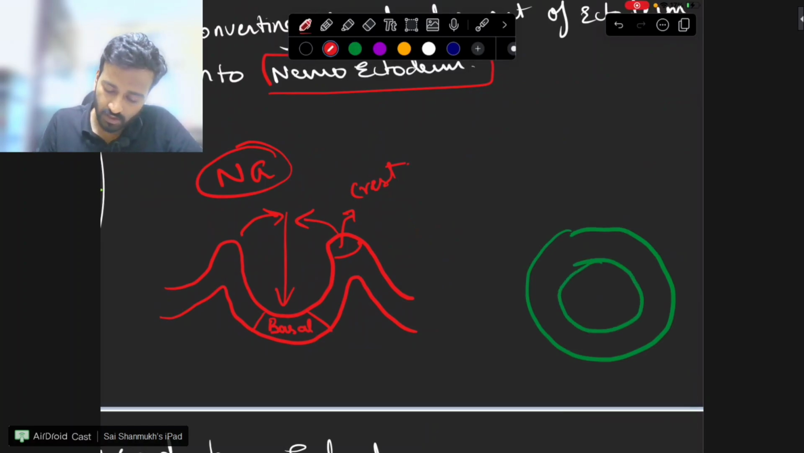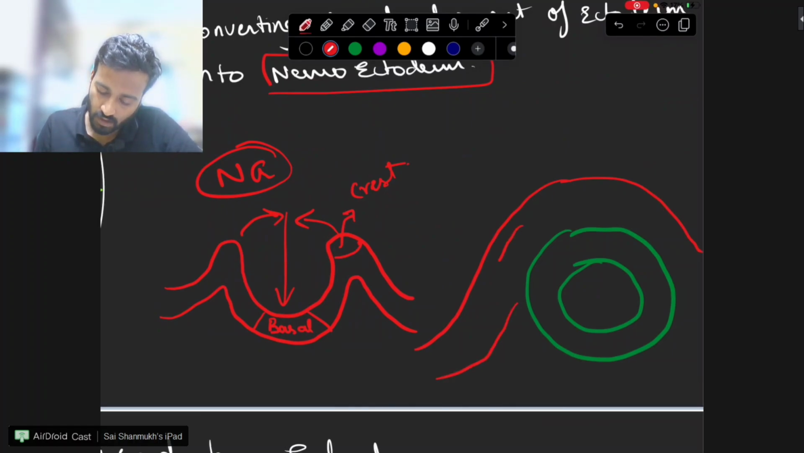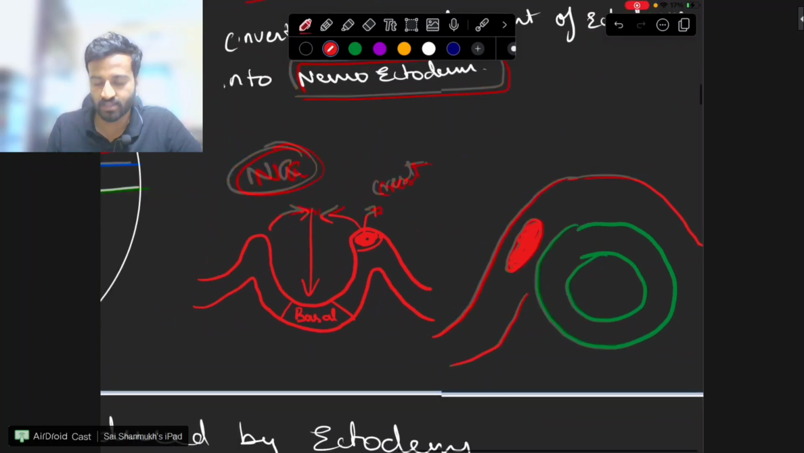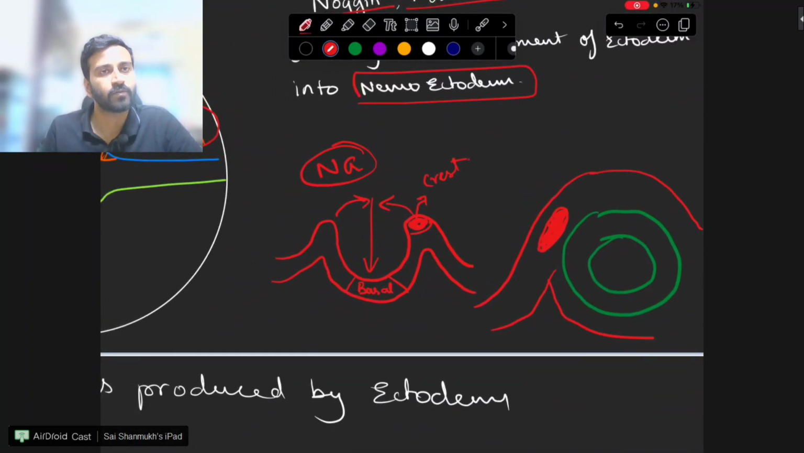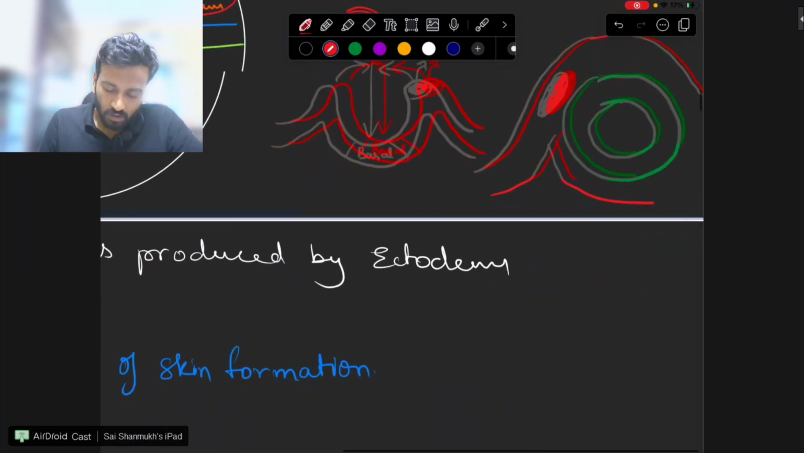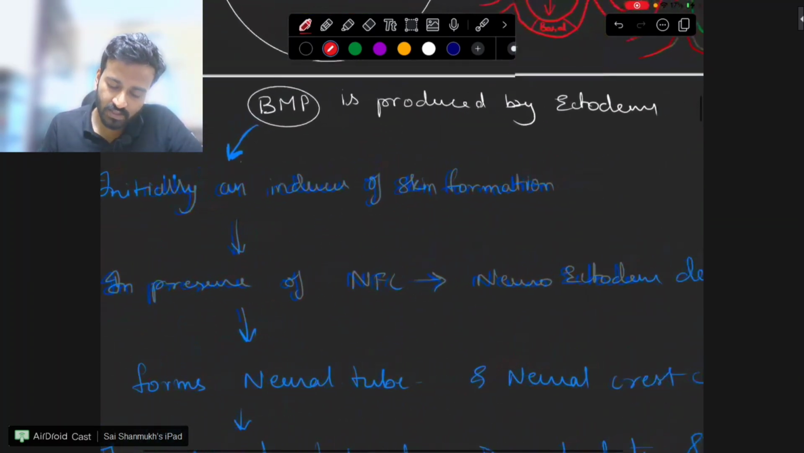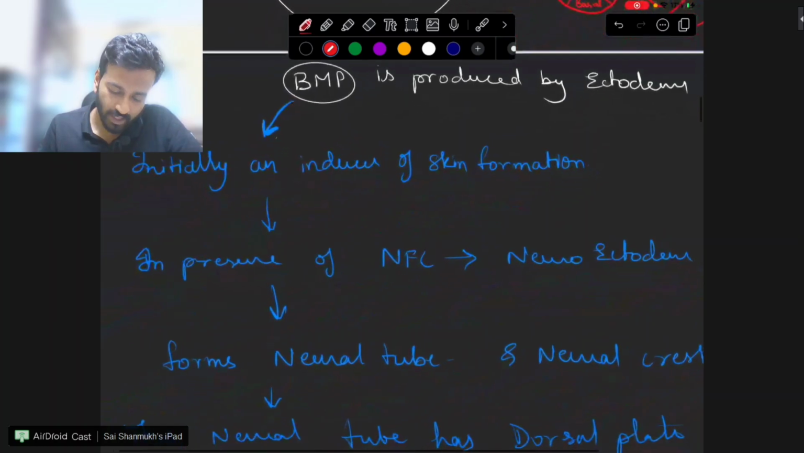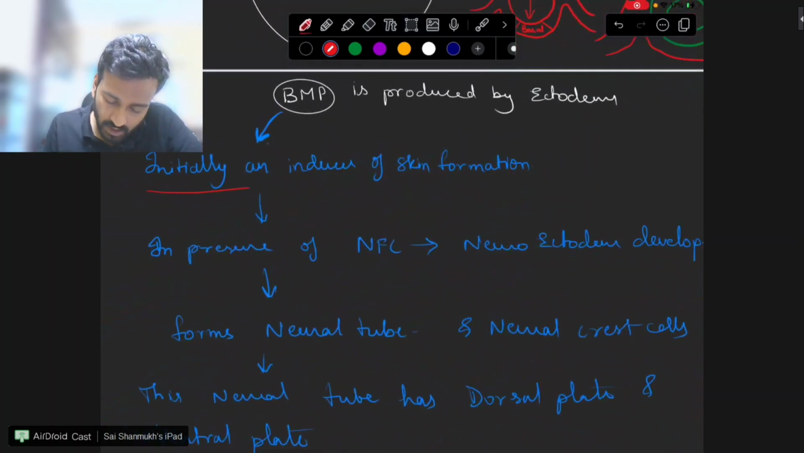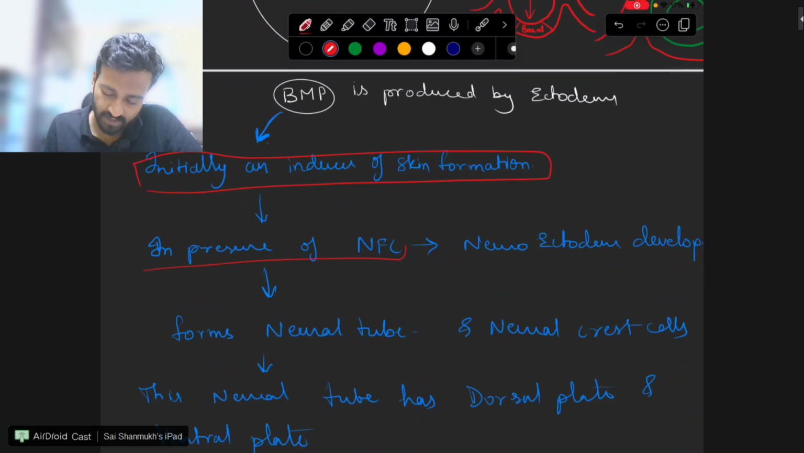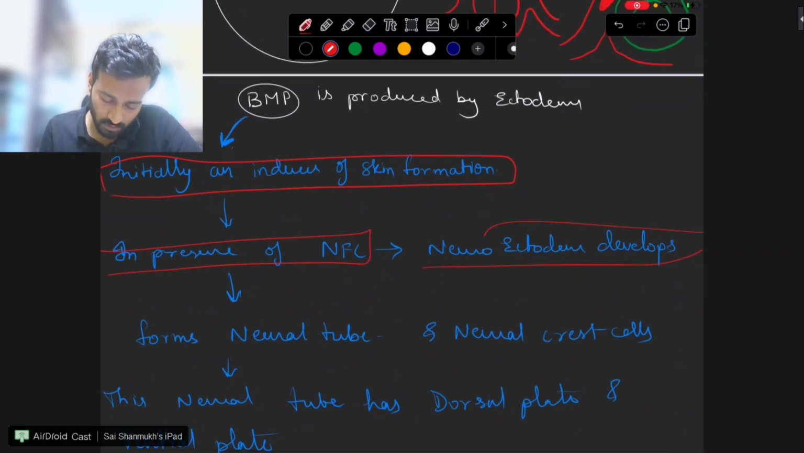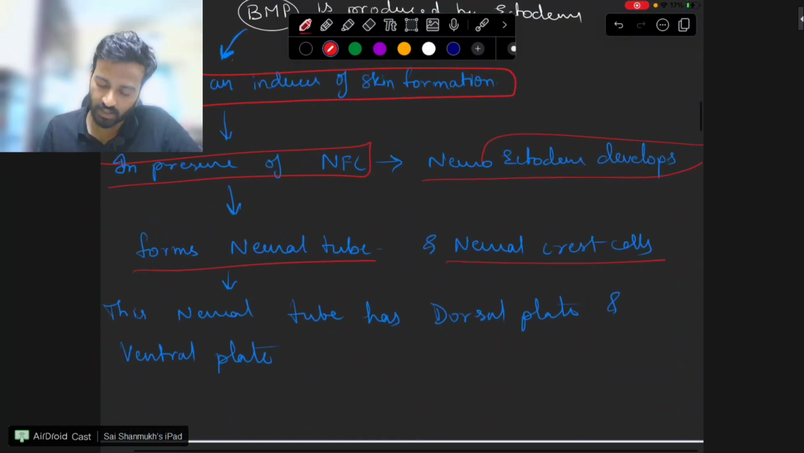So what happens to the crest cells? They pinch off from this area and lie on the superolateral side of the neural tube. So neural crest cells continue their work. This BMP is initially produced by the ectoderm and it induces skin formation. In the presence of NFC, the neuroectoderm develops into the neural tube and neural crest cells.